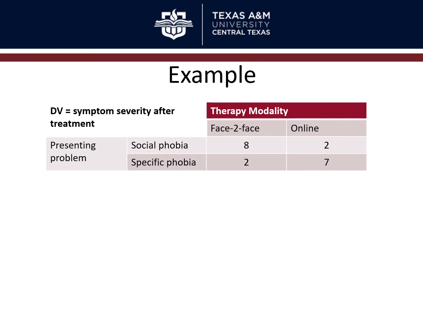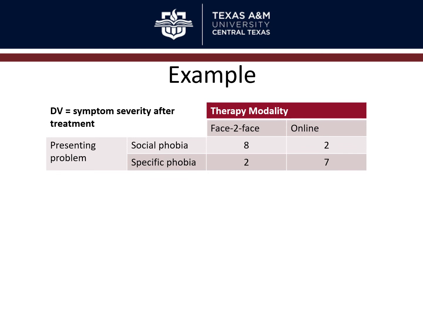Okay, here's an example. Maybe it'll help make it make a little more sense. Example study looking at treatment. People whose presenting problem was either social phobia or specific phobia, and they received therapy either face-to-face or online. And the dependent variable was symptom severity after treatment. So no pre-post, just a post-treatment study.